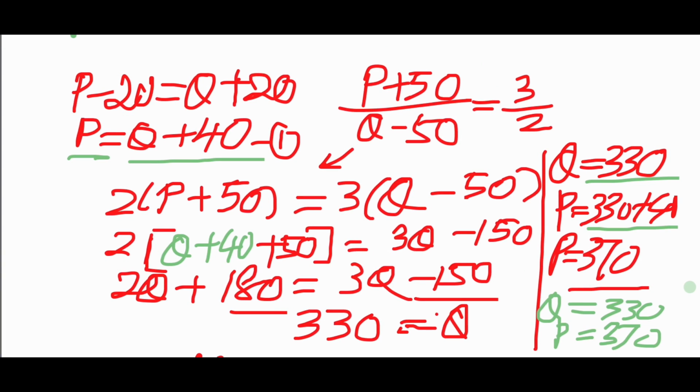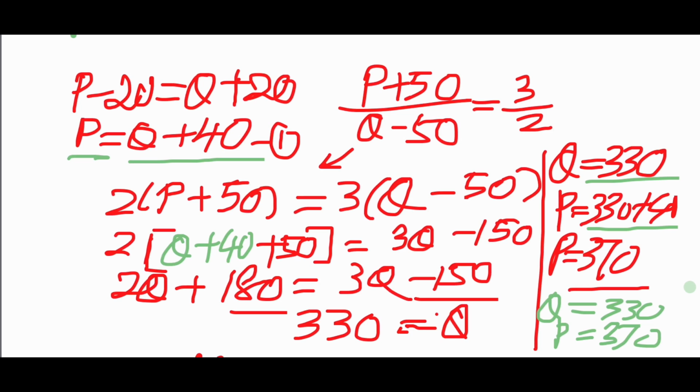As a conclusion, we check back the answer. P minus 20 equal to Q plus 20, so P equal to Q plus 40 is the first equation. Then from the ratio, we get another equation, and we use substitution. We substitute one into the other, which is in terms of the ratio. Finally, you solve the equation by using simultaneous equations. You are not allowed to use the matrix method, so please follow the instruction of the question.